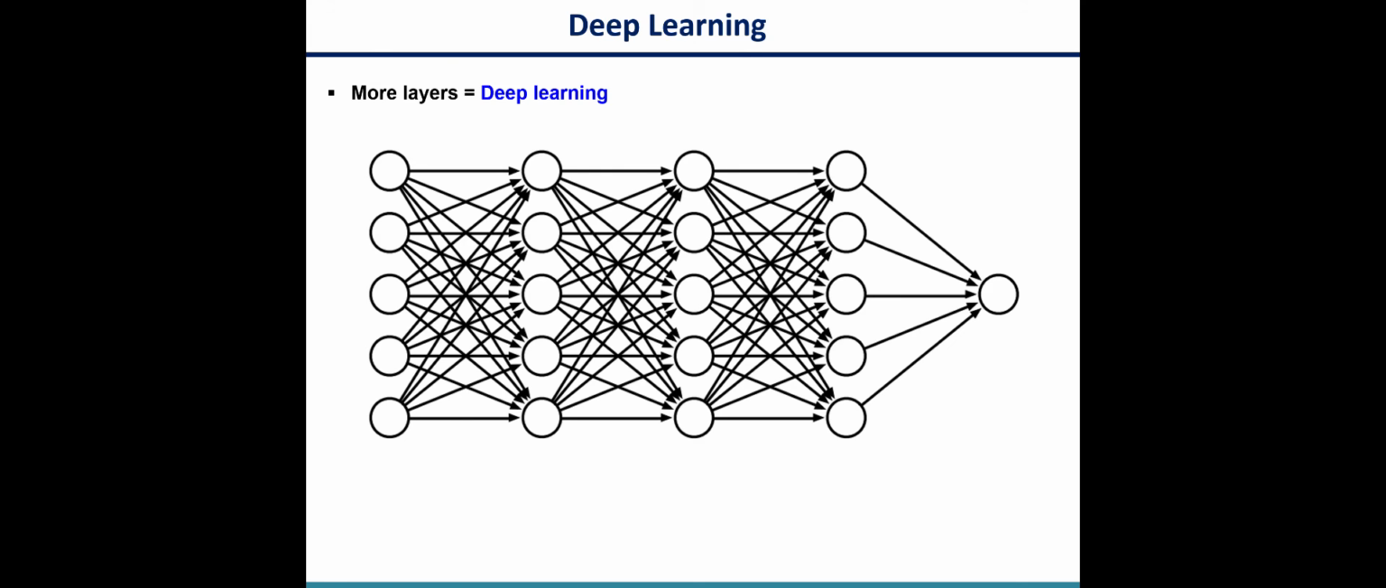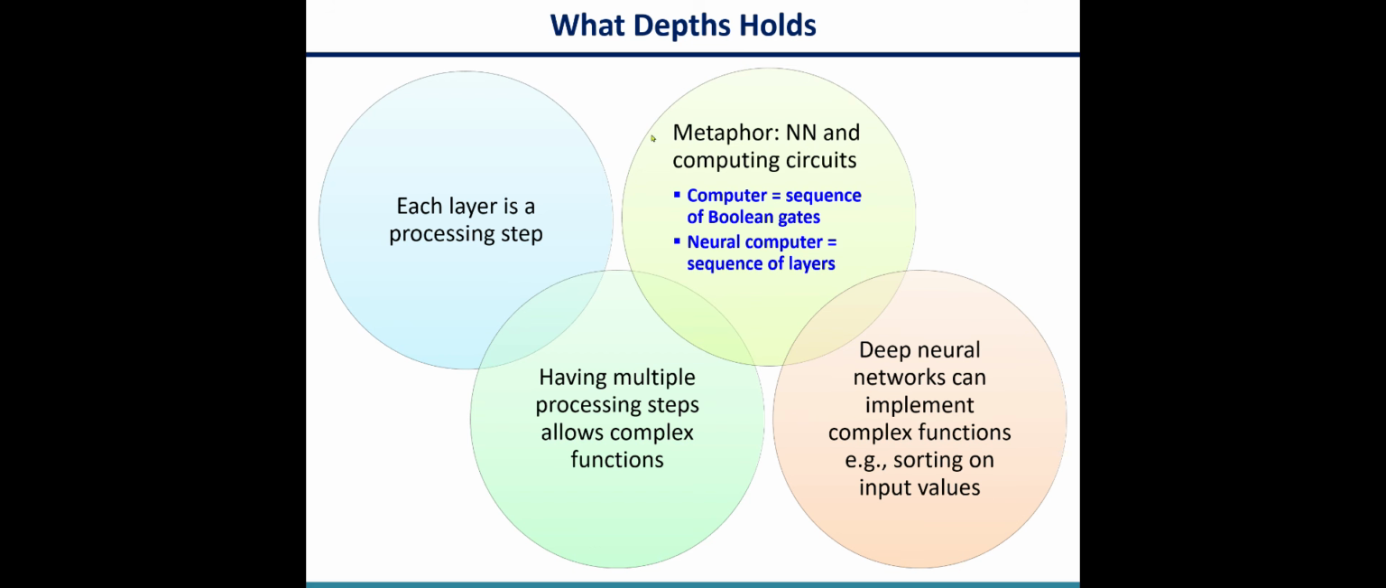Means as much as we divided our input into small parts, and then we are adding those things. So deep learning means the depth we hold. Each layer is a processing step. The metaphor is neural network as a computing circuit. A computer has a sequence of Boolean gates, a neural computer has a sequence of layers. So having multiple processing steps allows complex functions. A deep neural network can implement a complex function, for example, sorting on input values.